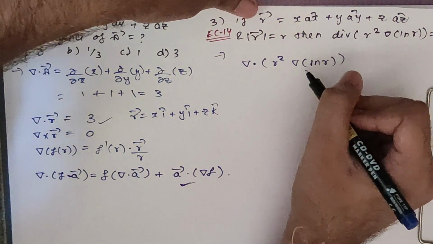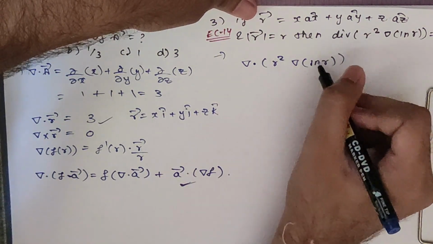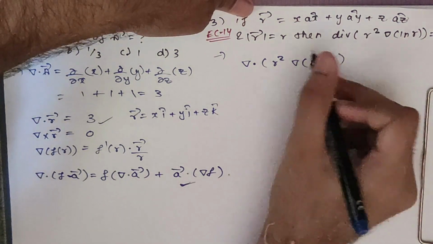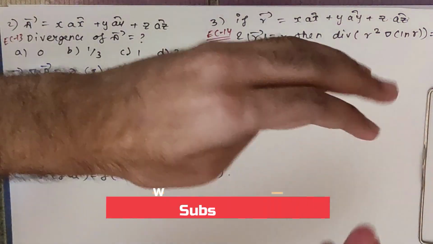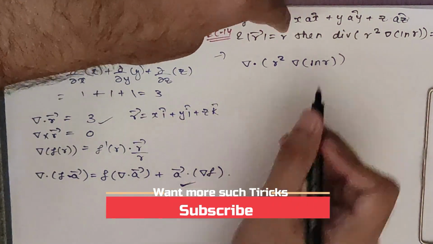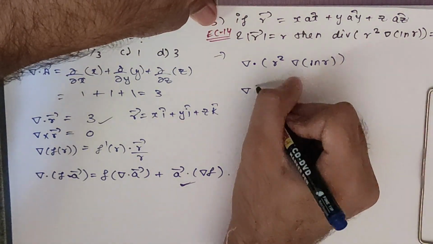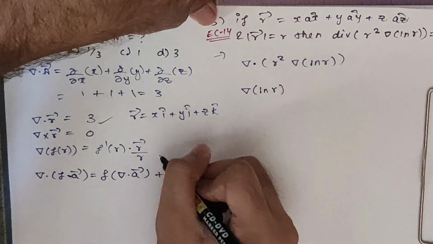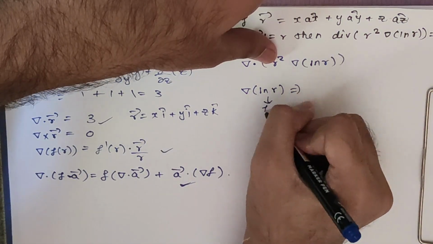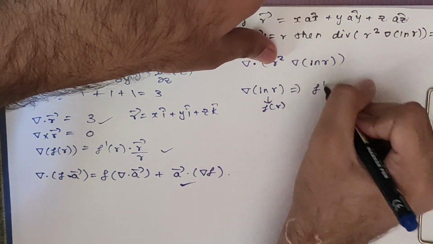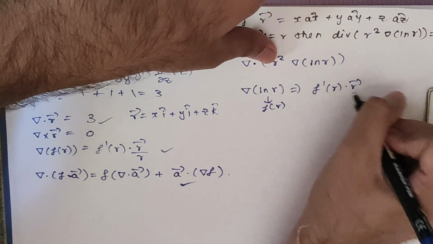Okay, but here you can see in this sum we have a gradient instead of the vector, but we know the result of a gradient is a vector. So we can use this formula if we get the gradient of this ln of r first. So for gradient of ln of r, we will use the identity, this one. So this is our f of r. We can use the formula as f dash of r into r bar upon r.